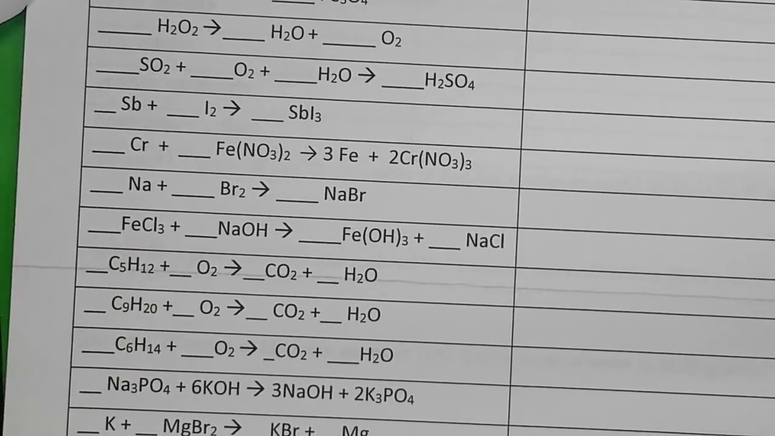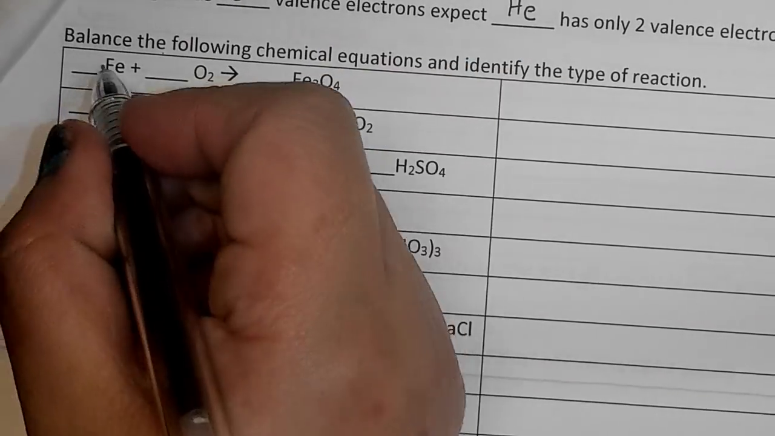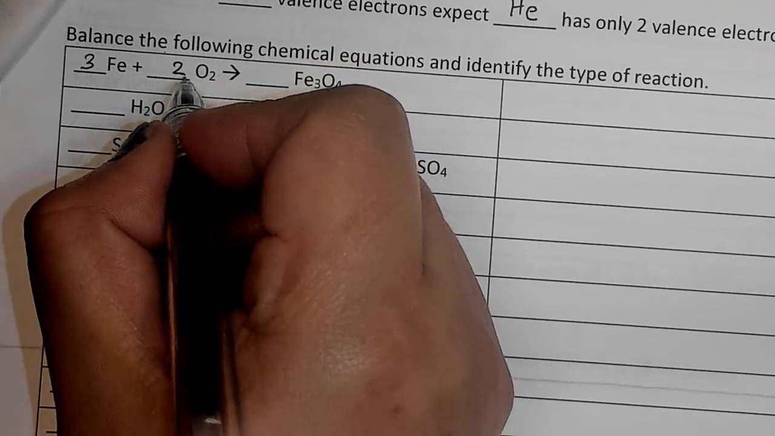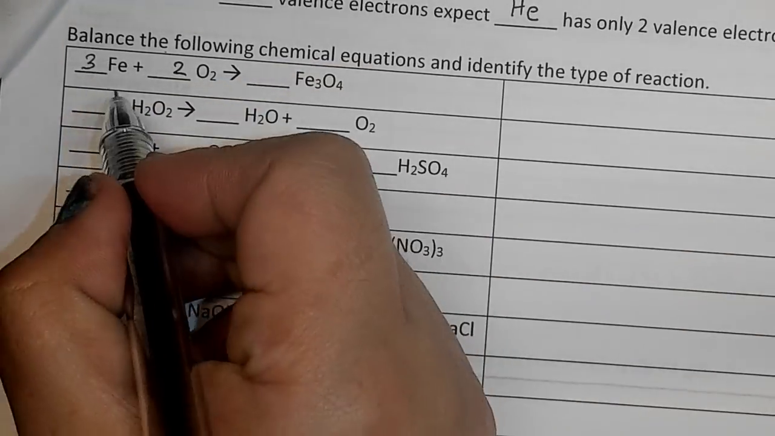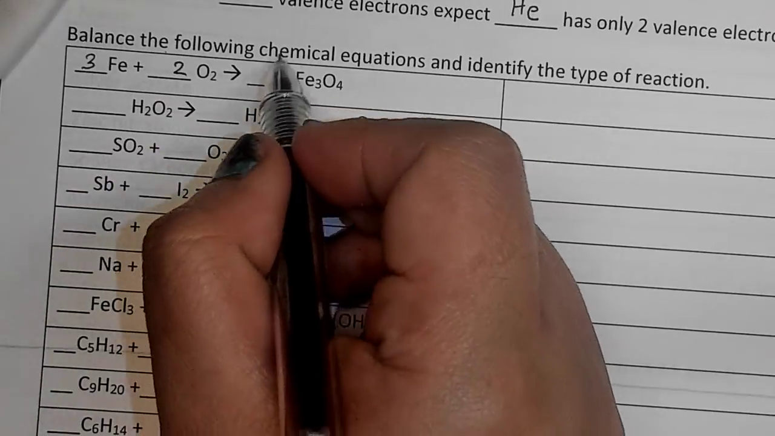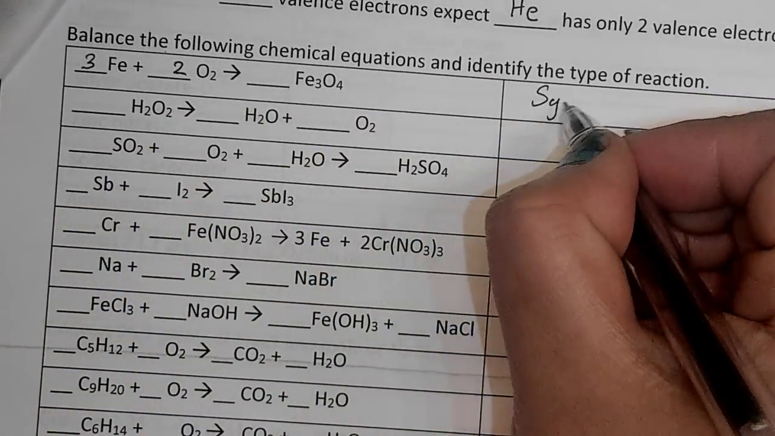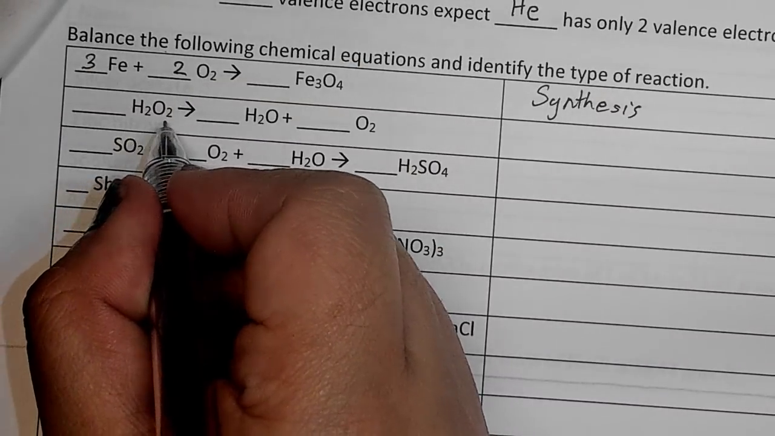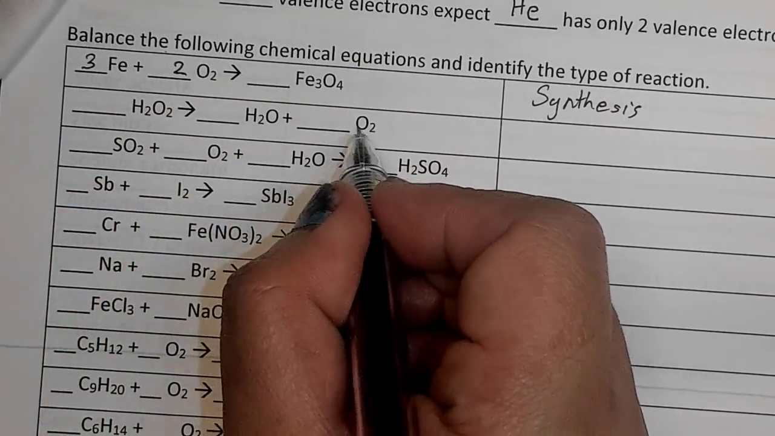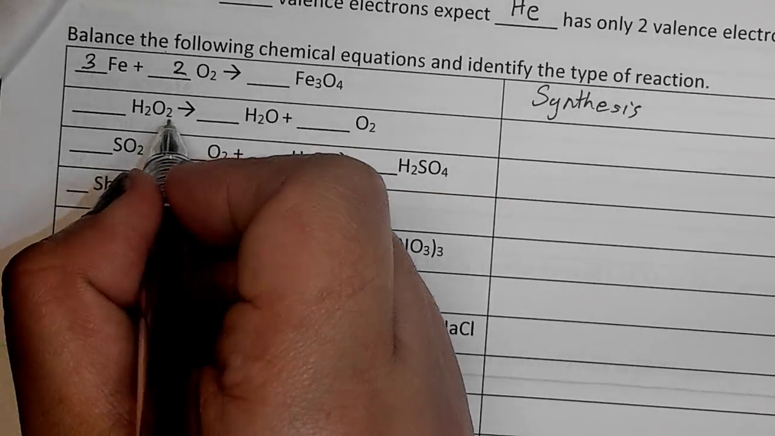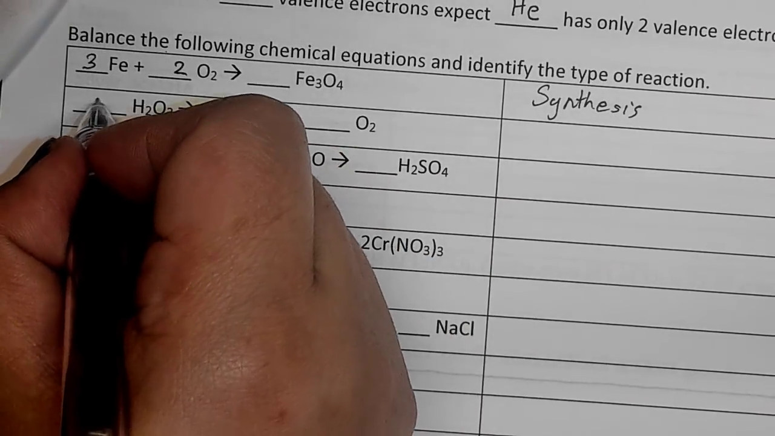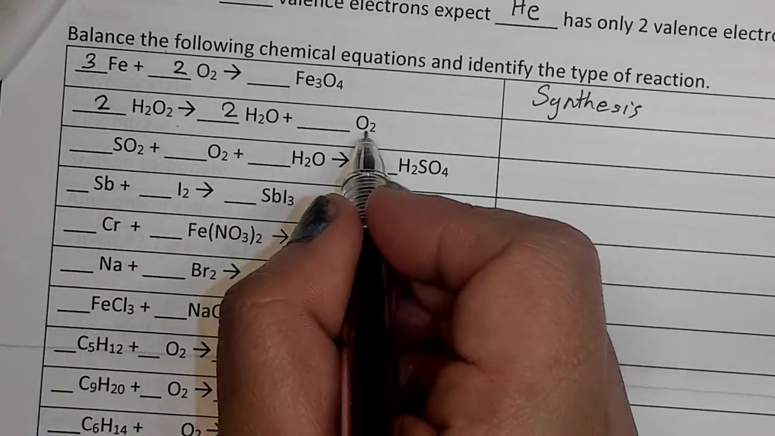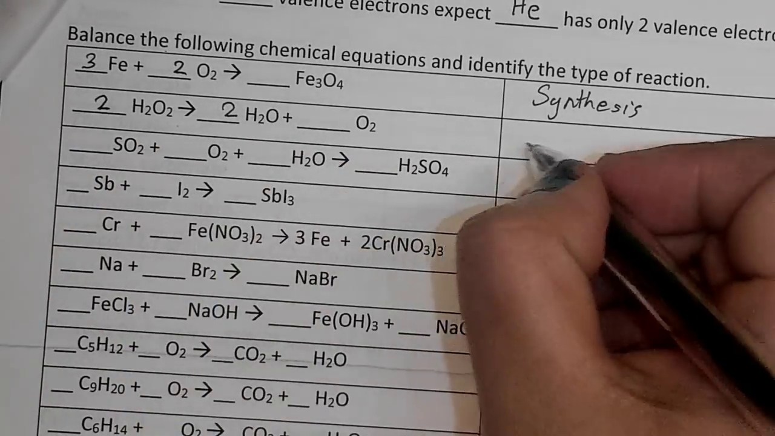Let's balance these. Okay. 3, 4, 3, 2 times 2, 4. We're done. 2 chemicals become 1 chemical together, synthesis. Okay. H2O2. Okay, the problem is on O. If you look at it, this is 3, this is 2. H is balanced. I'm just going to double that, increase that. Let's see what happens. 4, 4. We're good. 1 breaks into 2. That's decomposition.